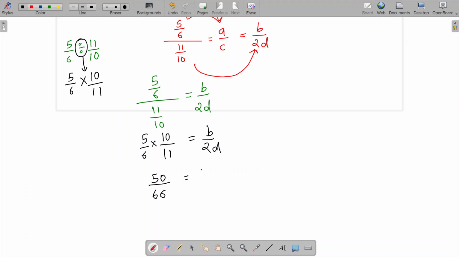Now the simple calculation is there. b over 2d. Take this 2 to the other side. Right now it is in division, it will go into multiplication. So my equation will look like b over d equals 2 times 50 over 66. You know that 2 and 66, they will get cancelled out, and your final answer will be 50 over 33.